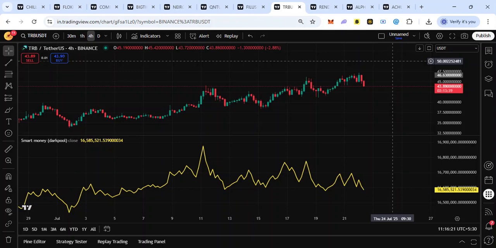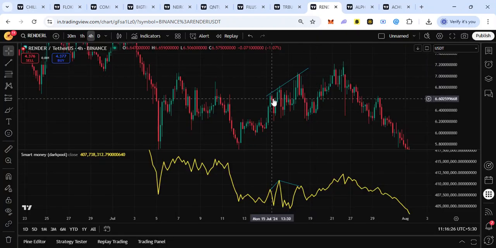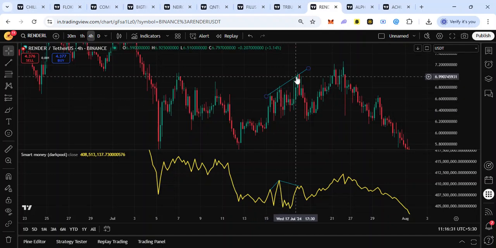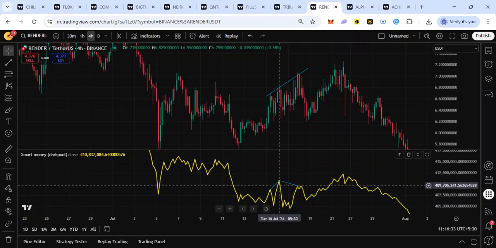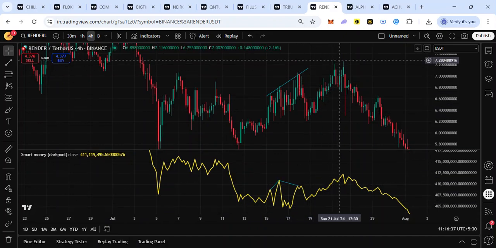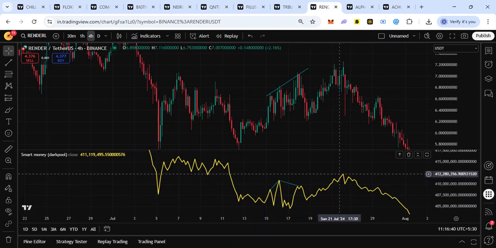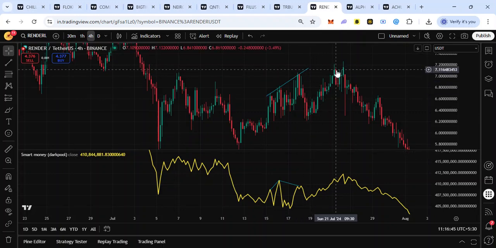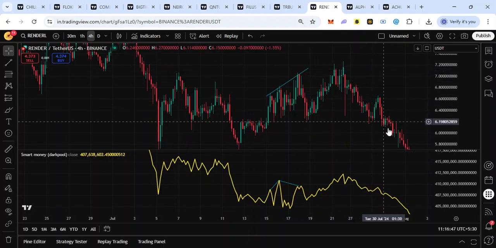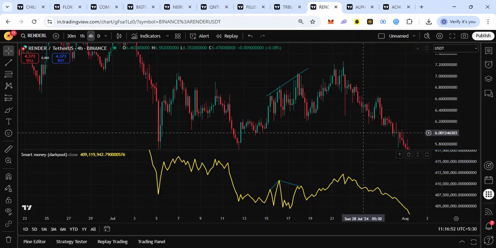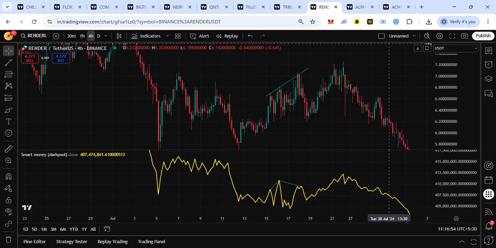I'm very sure that whenever a scenario is being created like this, with higher highs, whenever the pump is happening, all you have to check is whether the smart money is interested in the same thing. For example, you have seen this pump, and along with it the same pump is happening. That means even the smart money is interested in this pump, but still after that they have dumped it. But most of the time, if they're interested, they'll pull the price along.